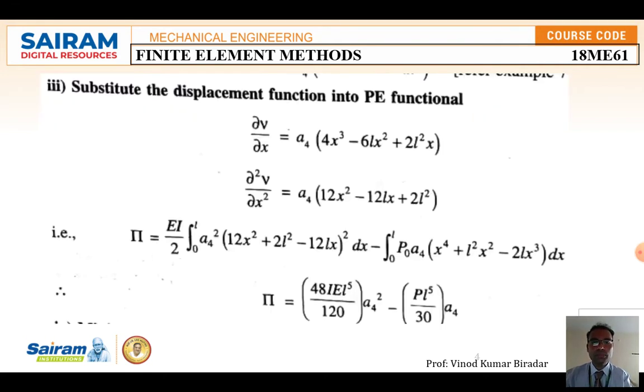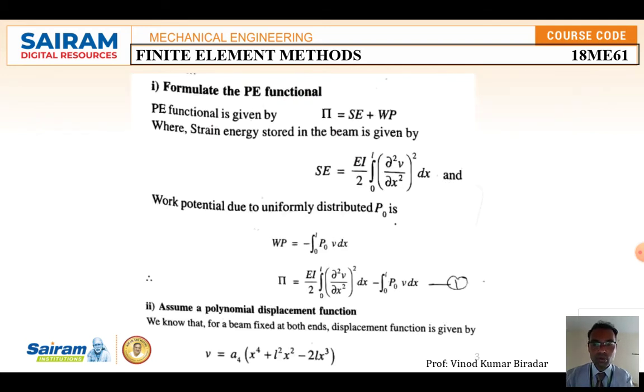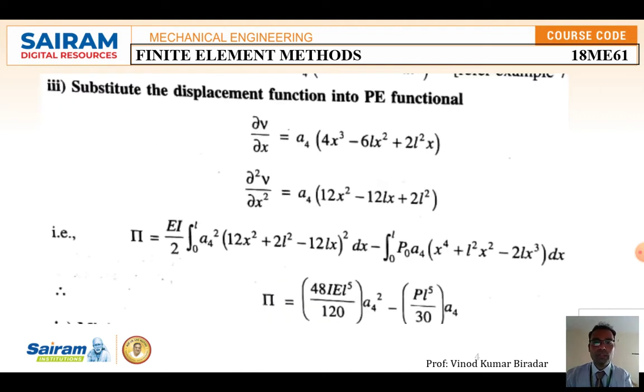Now substitute the displacement function into the potential energy function. You go on and do the integration here. We want dou v by dou x, up to the square. So dou v by dou x is A4 times, differentiating with respect to x, 4x cube minus 6L x square plus 2L square x.